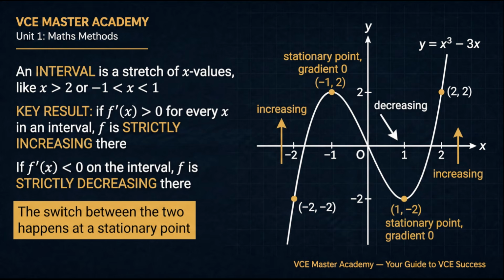And the mirror image. If f' is negative everywhere on the interval, f is strictly decreasing there. Downhill the whole way. Look at the curve on the right. It climbs, tops out, falls, bottoms out, climbs again. 3 intervals, and the handover between uphill and downhill happens exactly at the 2 gold dots, the stationary points, where the gradient is 0. That's the picture to hold in your head all lesson. A curve is a hike, and the stationary points are where the trail turns. Our job now is to find those intervals with algebra instead of eyesight.